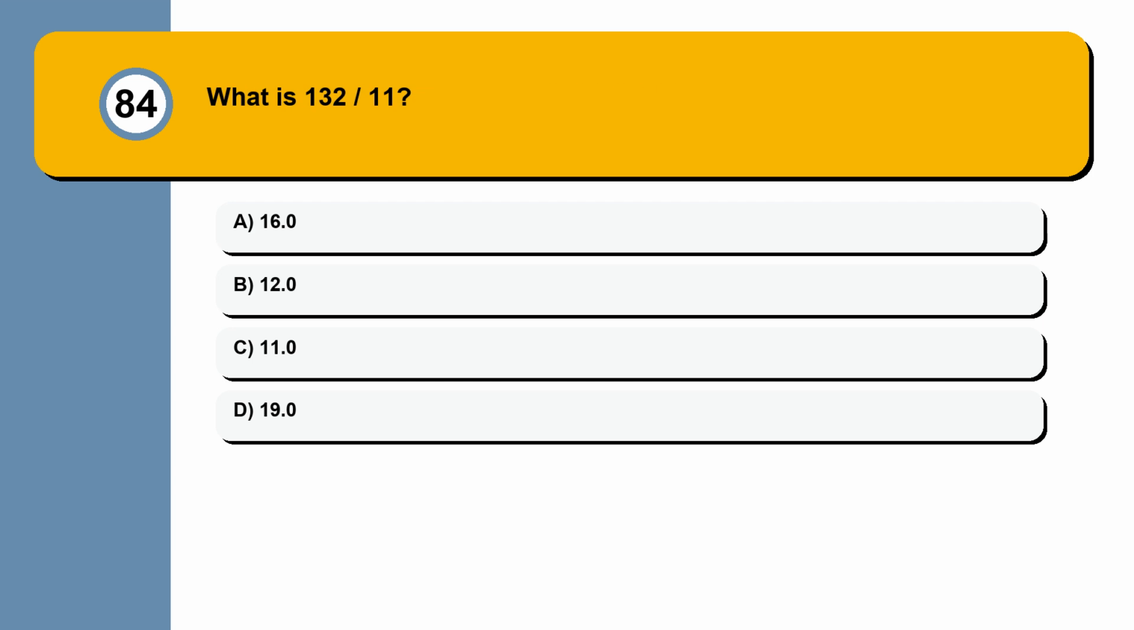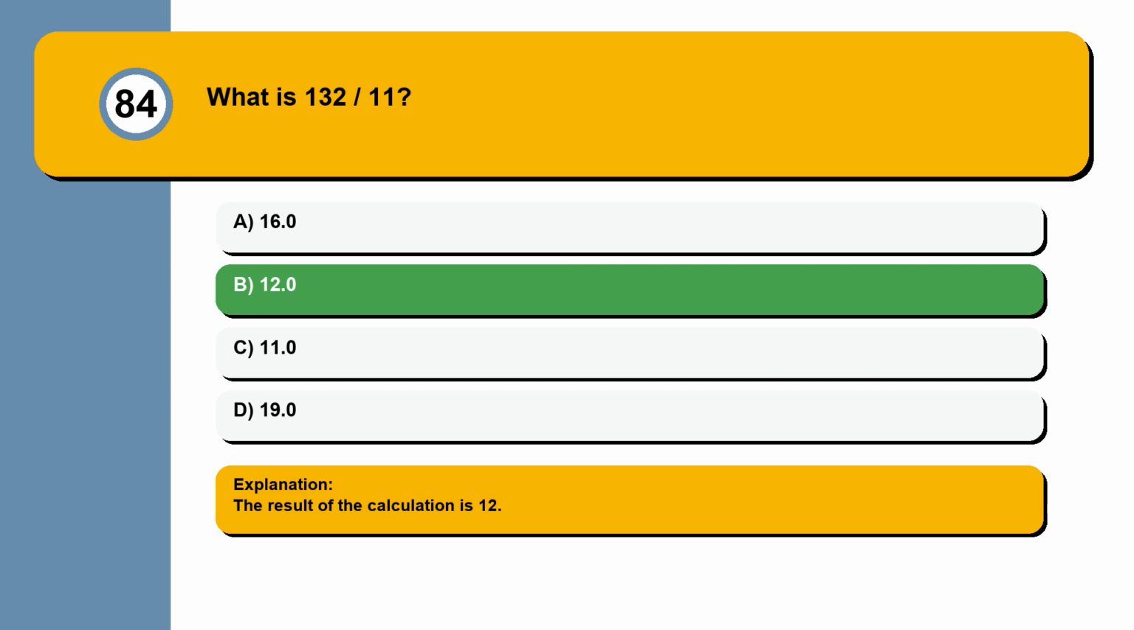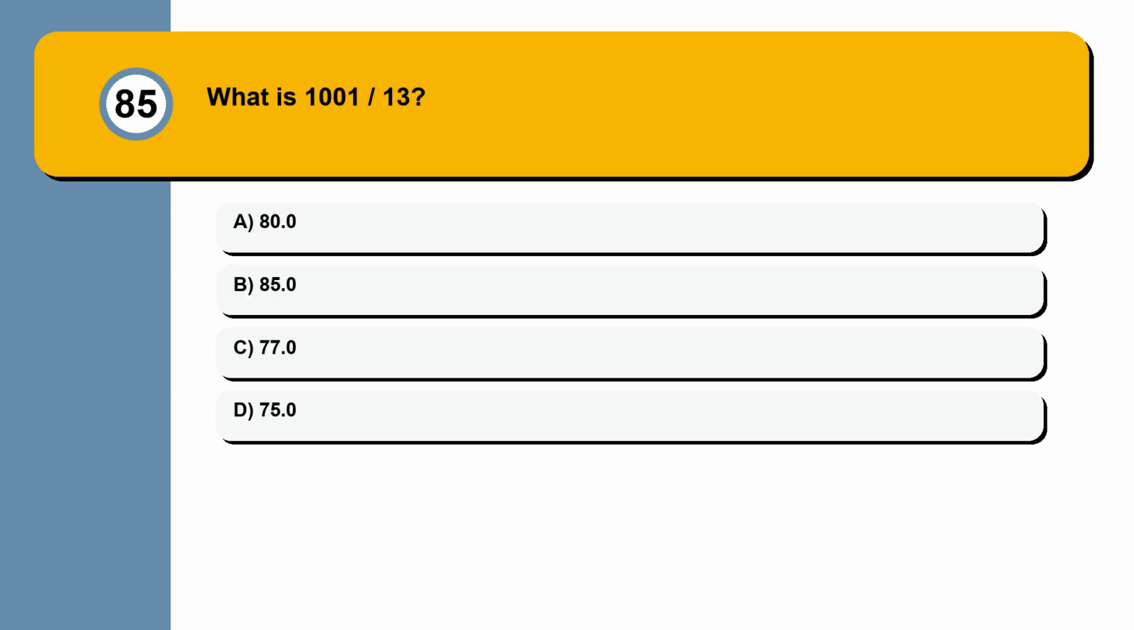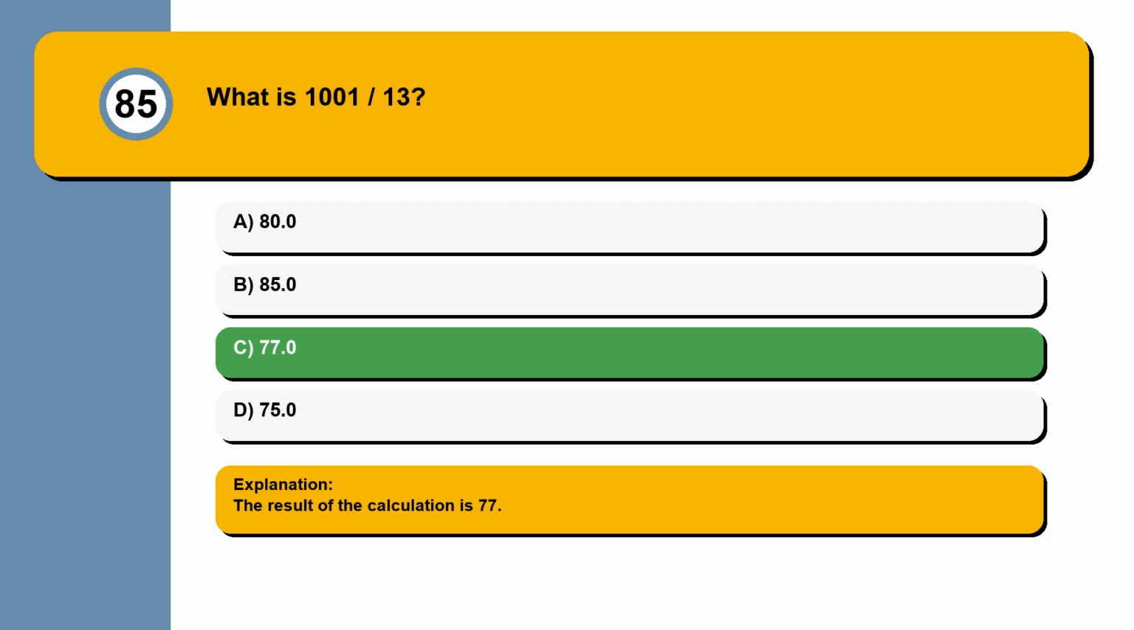Question 84. What is 132/11? 16.0, 12.0, 11.0, 19.0. The result of the calculation is 12. Question 85. What is 1001/13? 80.0, 85.0, 77.0, 75.0. The result of the calculation is 77.